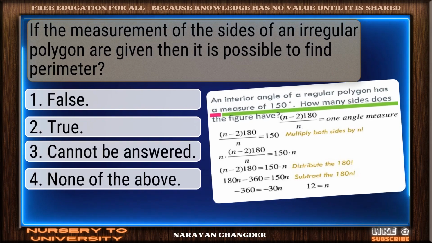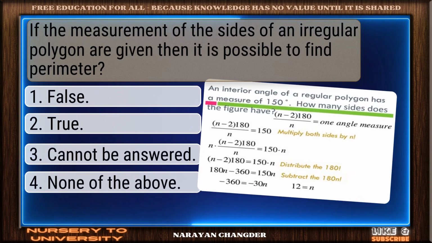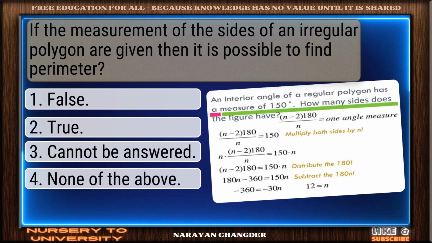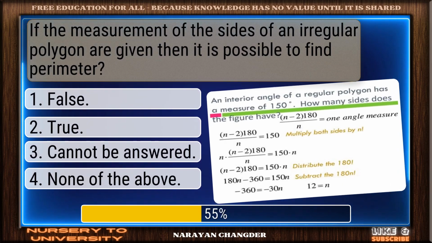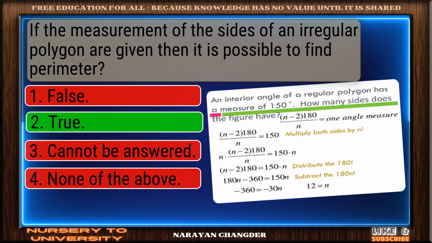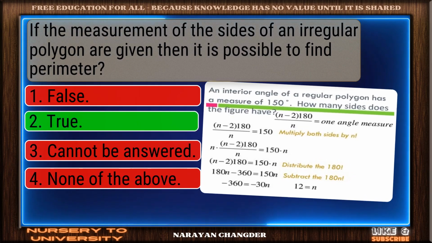If the measurement of the sides of an irregular polygon are given, then it is possible to find perimeter. Exactly. True makes sense and it is the right choice.